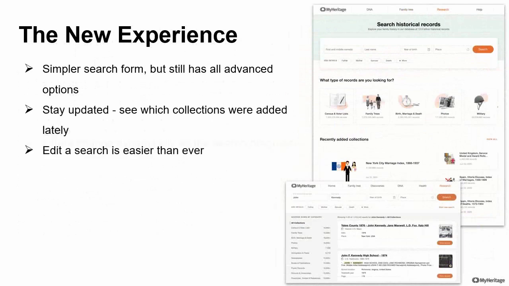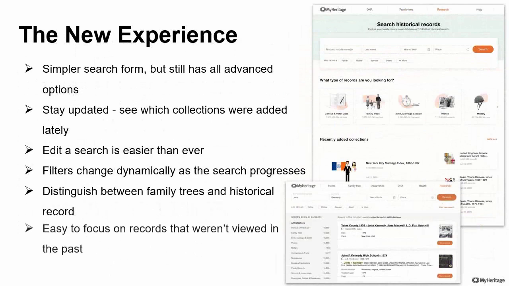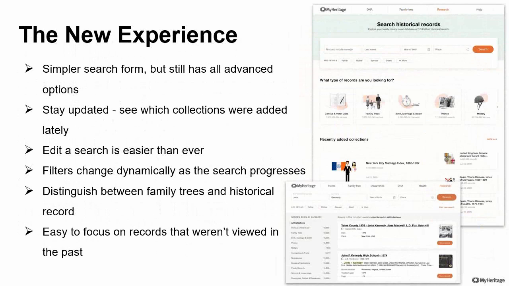First of all, we have created simple forms that you can use just to type whatever information you know about the person. We also allow you to stay up to date with a way to always look at the most recently added collection. It's easy to edit the search when you are working, and there are filters that dynamically help you fine-tune your results and distinguish between family trees and historical records, because not everybody likes to get information from others' family trees without the proper sourcing.